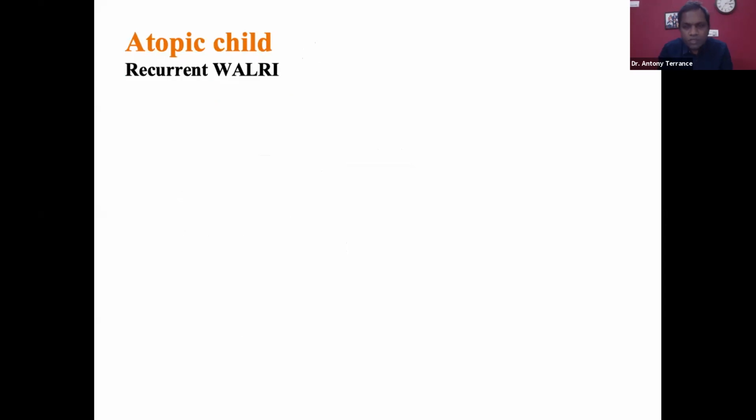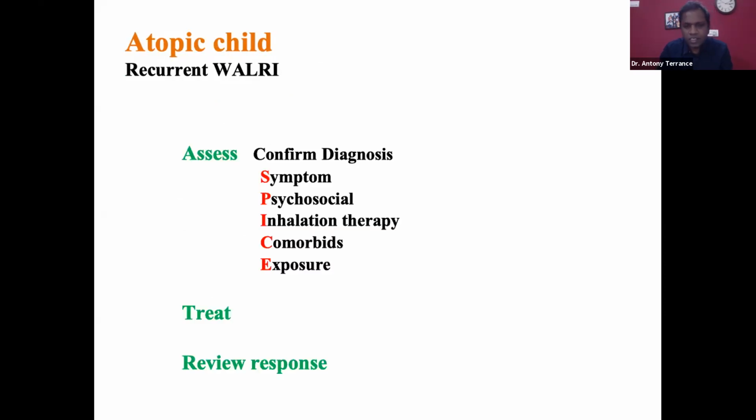The second group of children is the atopic child who gets frequent wheeze with a viral respiratory infection. In this situation, we have to follow GINA. What GINA tells us is to assess, treat, and review response. For the assessment, we have to confirm the diagnosis, and we know that the confirmation of wheeze diagnosis is only clinical.